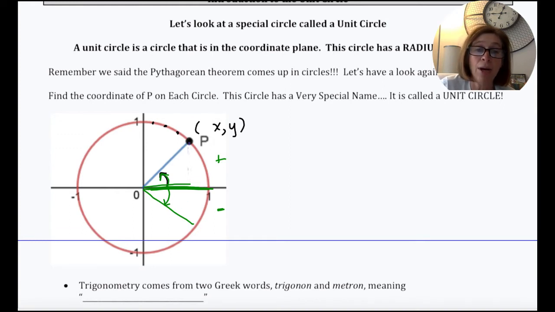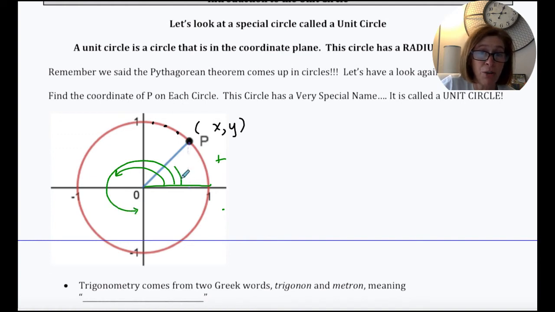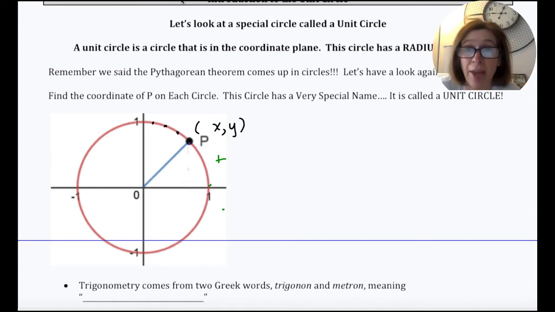Okay, so now you also have to see that if you start in standard position here, then you might have to go around. You could go around here, here, here, and you could actually keep going around and around and around because it's a circle. So angles in a circle, rotations, they're really rotations, can go bigger than 180, bigger than 360, even bigger than 1,000. We want to keep that in mind when we're working with this circle, okay?